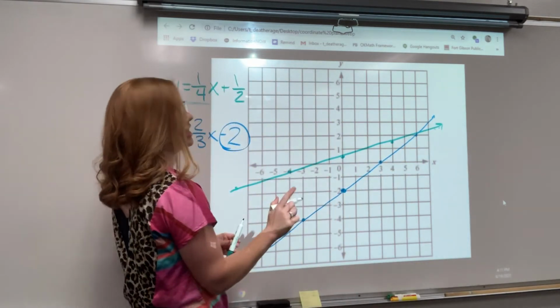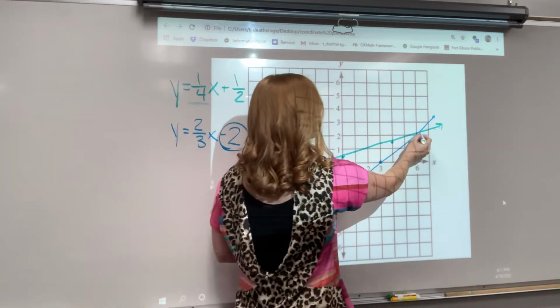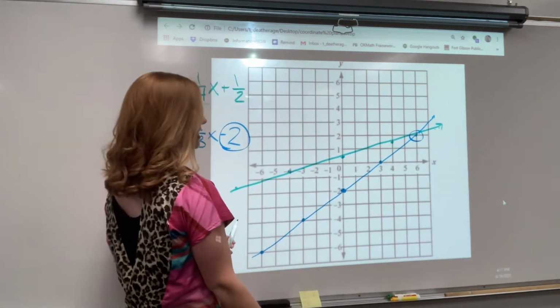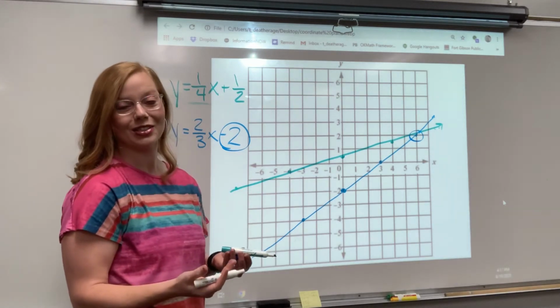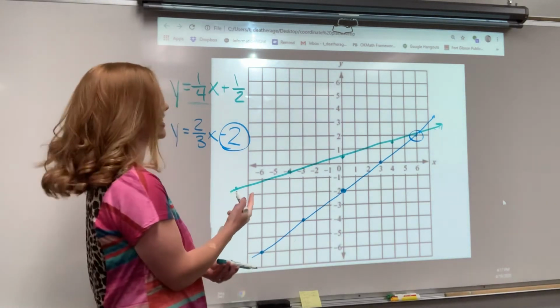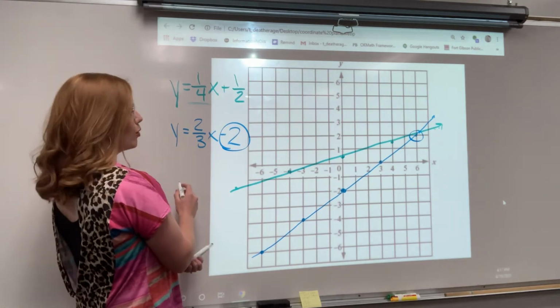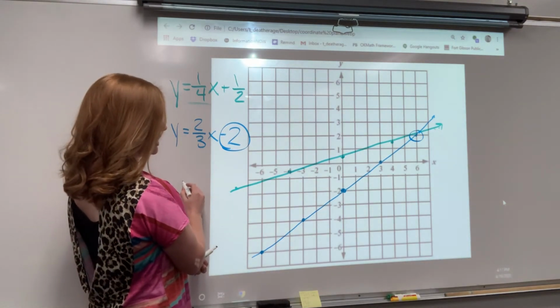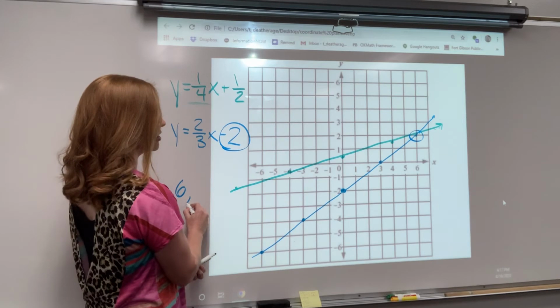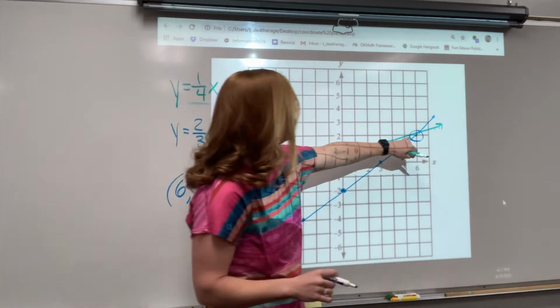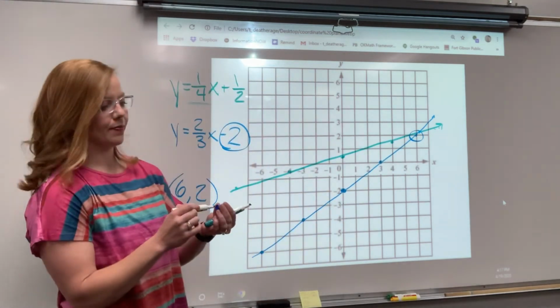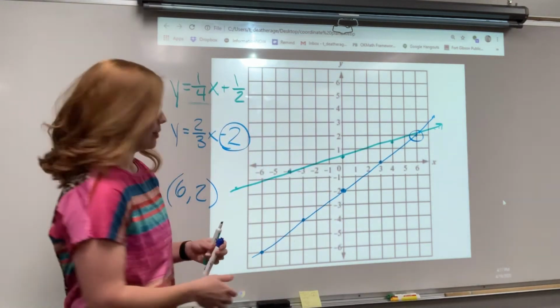I am betting that if I drew a straight line, right here is where they would have crossed. So you can see now why it's so important that you draw a straight line, and this is what happens whenever you don't. So our solution to this system is going to be 6, 2, because it's the point of intersection. Okay? Let's do another one.